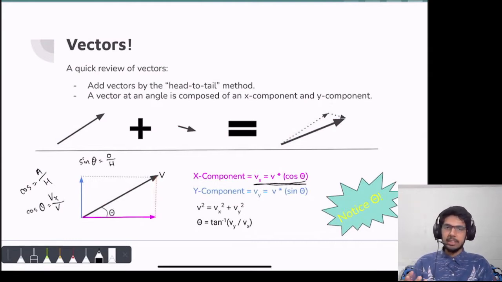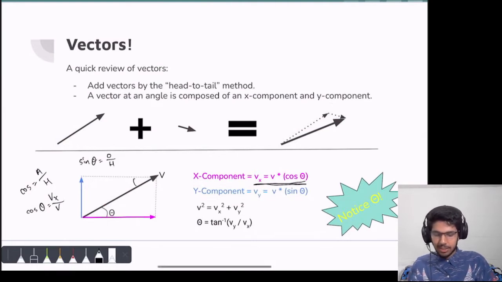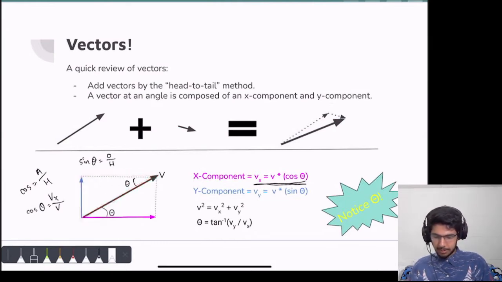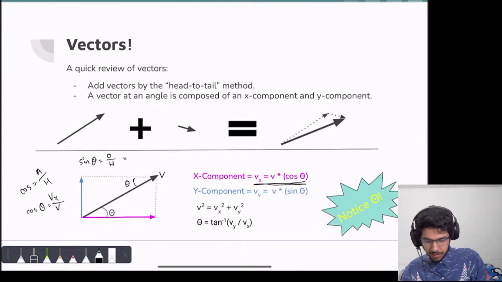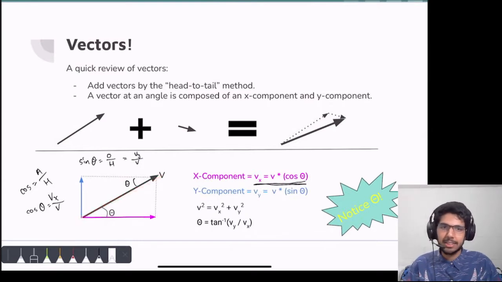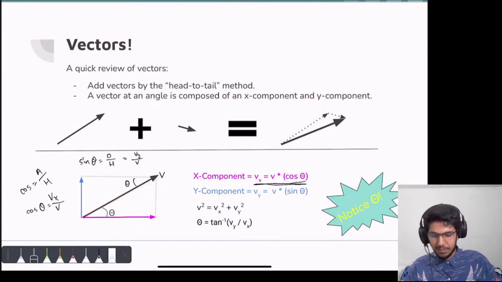Another way of looking at it is if you remember geometry, interior angles are congruent when you have parallel lines. So essentially this angle up here is also theta. And then if we do sine with this triangle, you can see that the opposite side is this one, which is what we define to be the y component. So this evaluates to vy over the hypotenuse, which again is just v. And then if you solve for vy, you get v times sine theta.